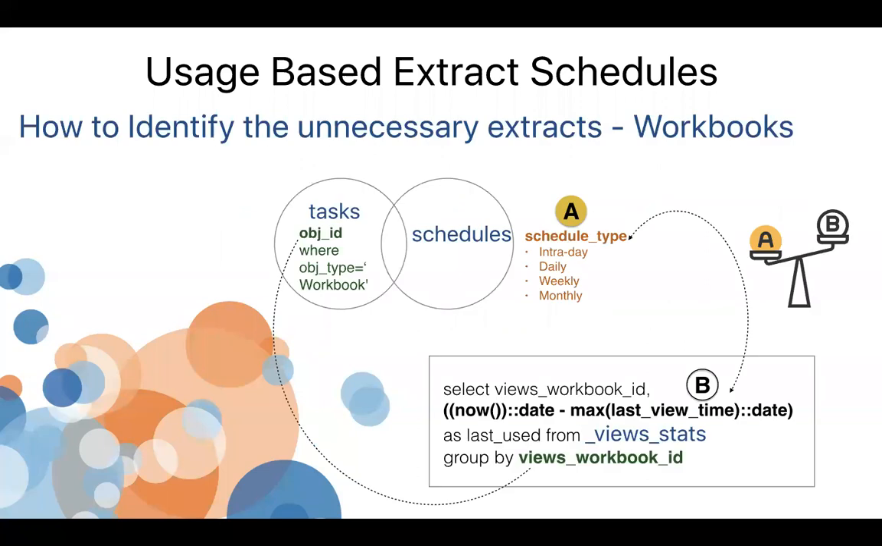Let's recap how it works. More technically, from workbook, you join the task table object ID to the workbook ID in the views and scroll stat. And from the schedules table, you can get whether the schedule is daily, weekly, monthly, or whatever. Then you compare how often the schedule runs versus when the view was last used. Then you make recommendations, or you basically make the change.